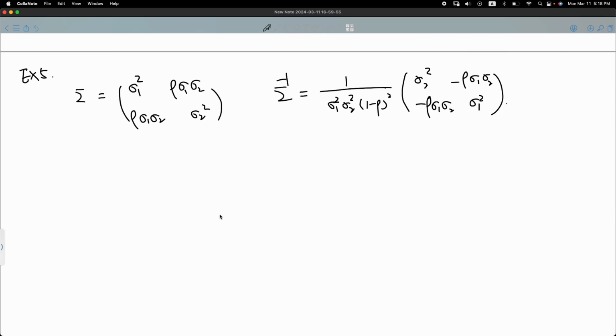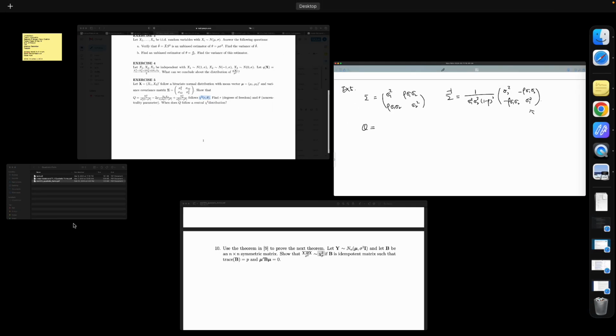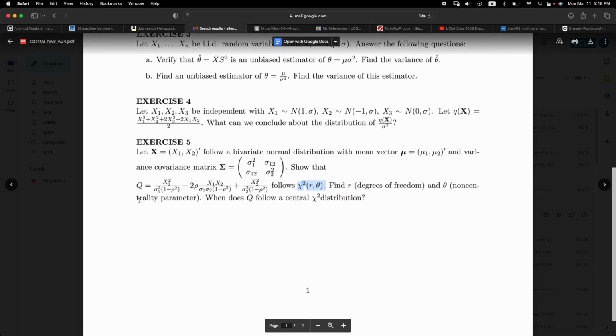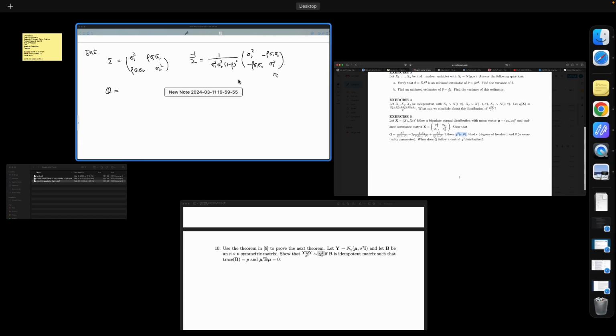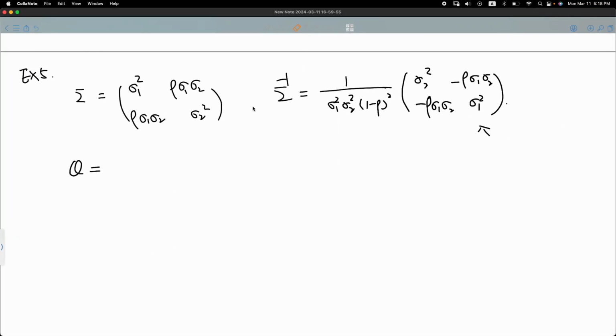Okay, so the reason we need to calculate this is that our goal is to rewrite our expression for Q. Instead of starting from here, maybe let's examine this particular expression: X transpose sigma inverse X. So we have x1, x2, and then multiply by this sigma inverse matrix.